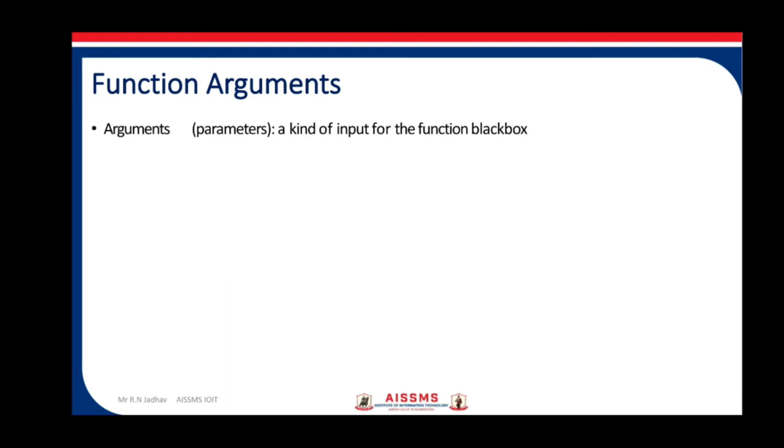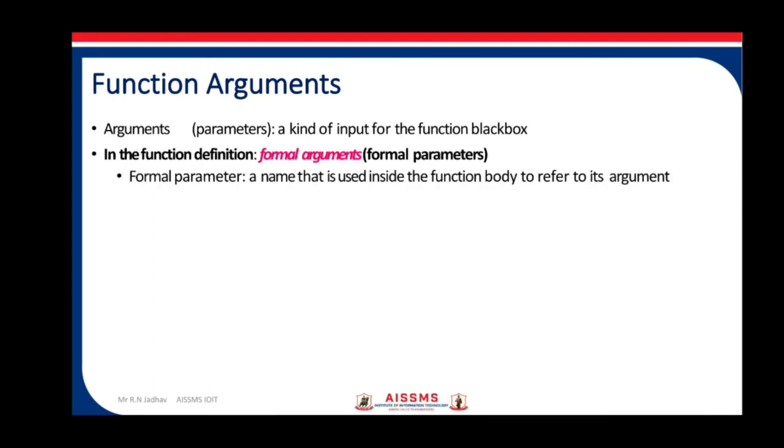Now function arguments. You can pass multiple arguments whenever you call a function. So what are these arguments? These are kind of input for a function black box. Now there are different types of arguments. The arguments or parameters which are used in the function definition are called formal arguments. Formal parameters are names used inside the function body to refer to its arguments.